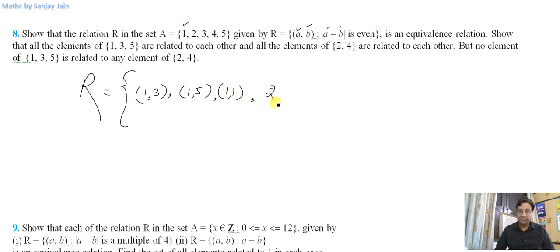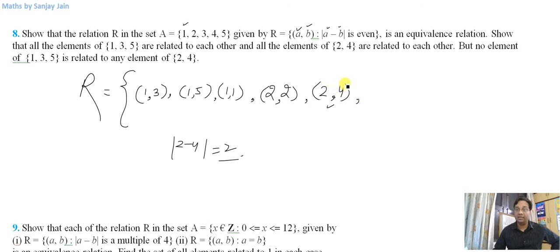So 1 will be related to these. What will 2 be related with? 2 will be related with itself because 2 minus 2 is 0, which is even. 2 will be related to 4 because mod of 2 minus 4 is 2. Why does (2, 4) belong to this relation? Because mod of 2 minus 4 is 2, which is even. So (2, 4) belongs to this relation, or 2 is related with 4 under this relation. 2 is related with 6, but 6 is not there. So these are the only two ordered pairs containing 2 as first entry.